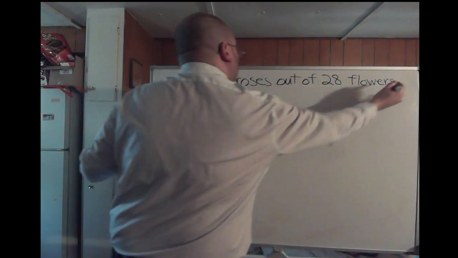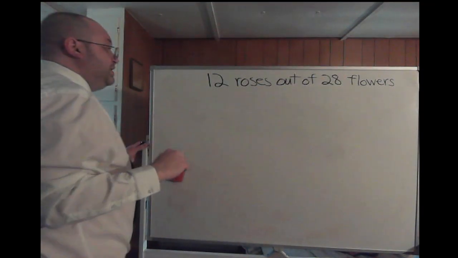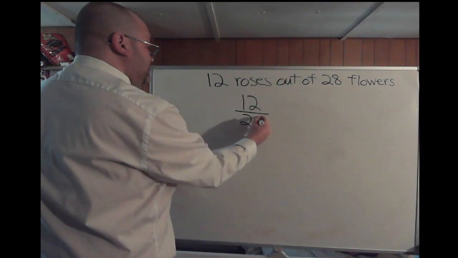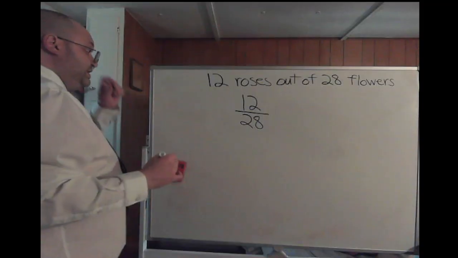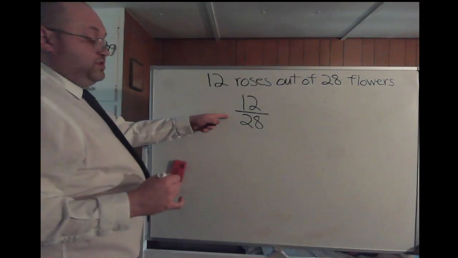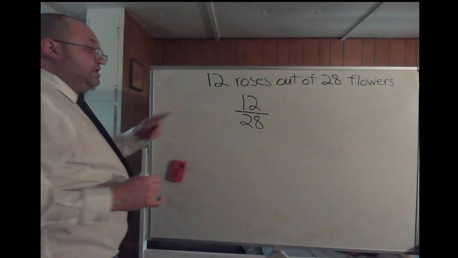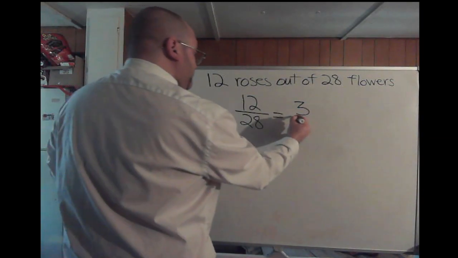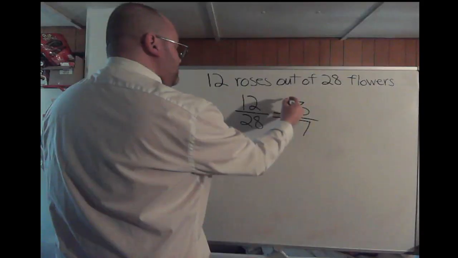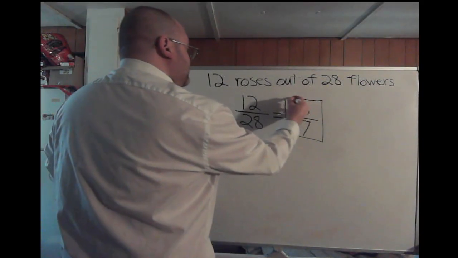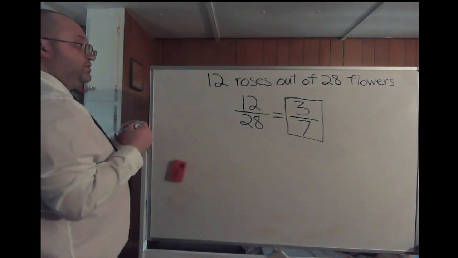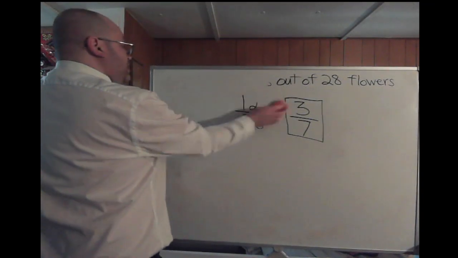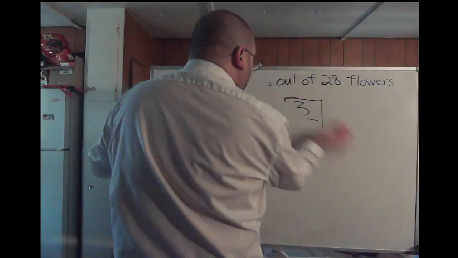Alright, so we got 12 roses out of 28 flowers. Well, so that'd be 12 over 28. That's 12 out of 28. Well, clearly 12 and 28 have a common factor. They both have a common factor of 4. If you divide 12 by 4, you get 3. You divide 28 by 4, you get 7. So the ratio is really 3 to 7. It's 3 roses for every 7 flowers. Alright, so that's basic ratio format.